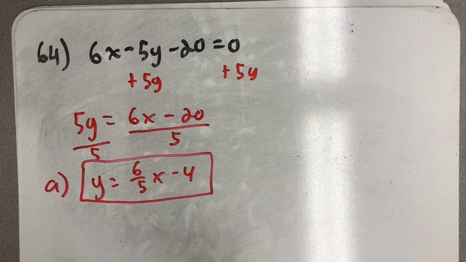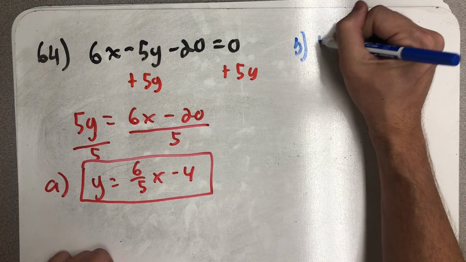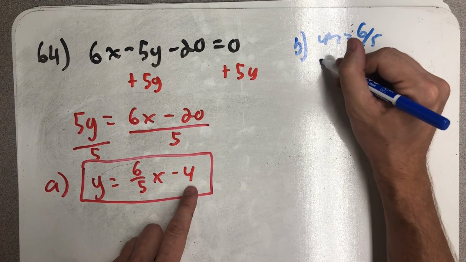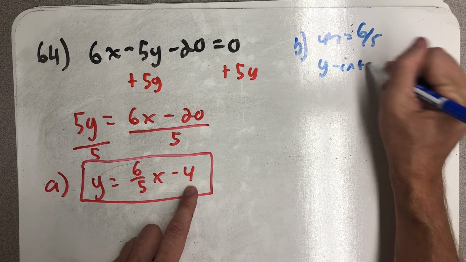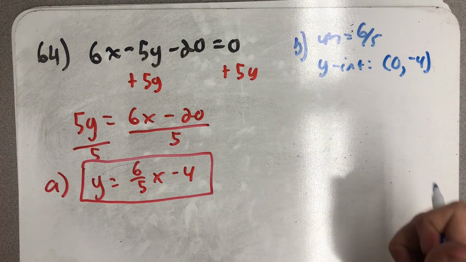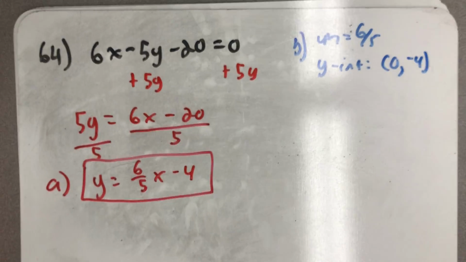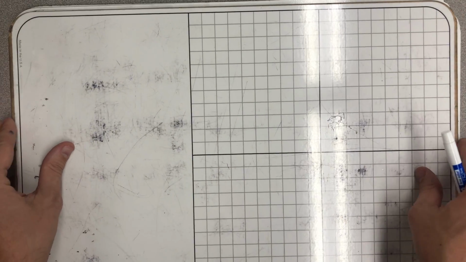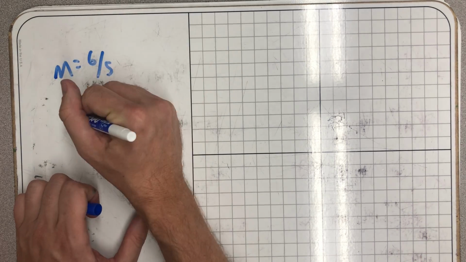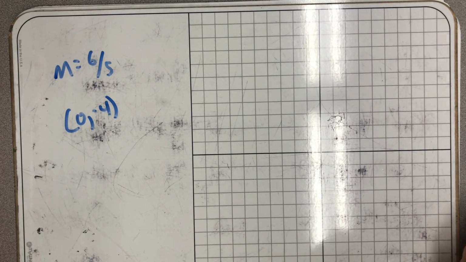In part B, I'm asked simply to write down the slope and the y-intercept. So the slope is 6 over 5. And then for the y-intercept, I like to write down a point. So I'm going to get (0, -4). Finally, we're asked to graph that line. Just to summarize what we wrote in part B, we had a slope of 6/5 and a y-intercept of (0, -4). And that's all I need to know to graph this line.